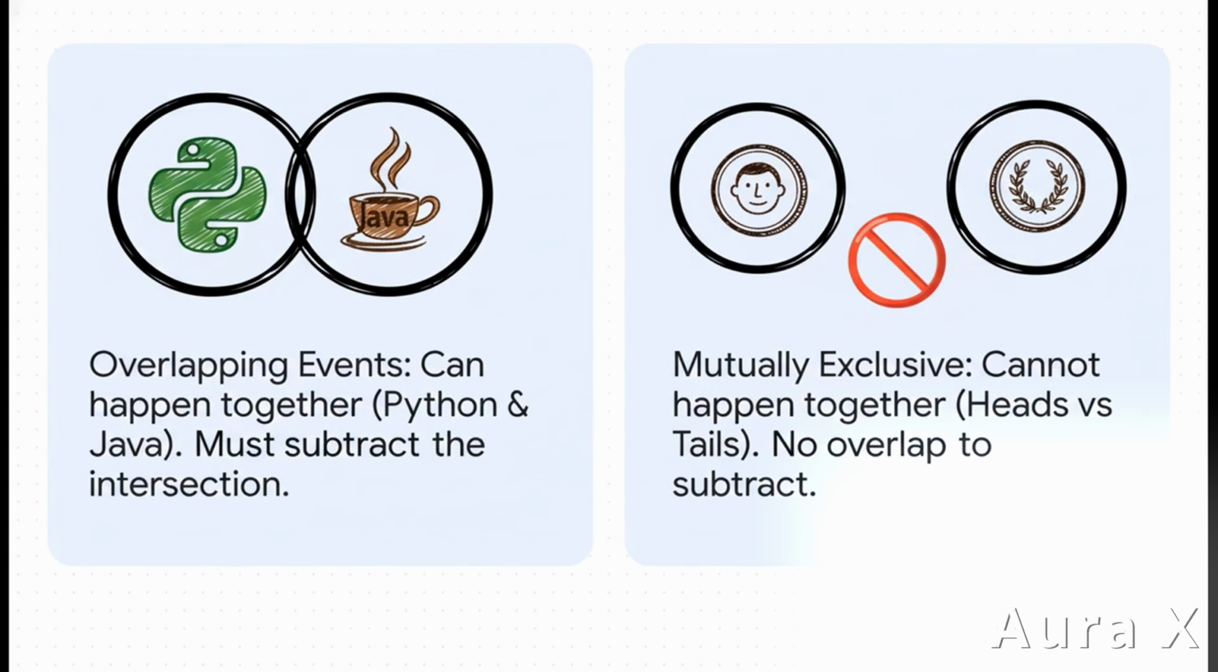So the big takeaway here is that this rule is for events that can overlap. But what about when they can't? Think about flipping a coin. You can get heads or you can get tails, but you can't get both at the same time. We call those mutually exclusive events. In that case, the intersection, the overlap, is just zero. So the formula simplifies right down to just P of A plus P of B. This simple rule is really just a special case of this bigger general one.